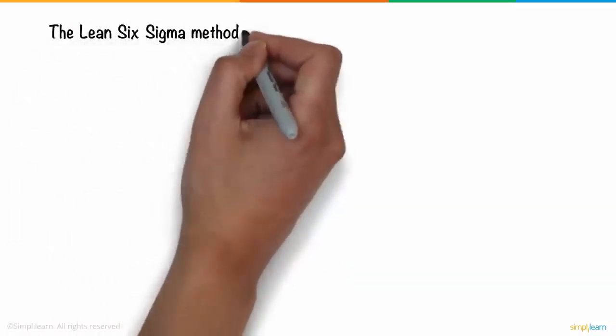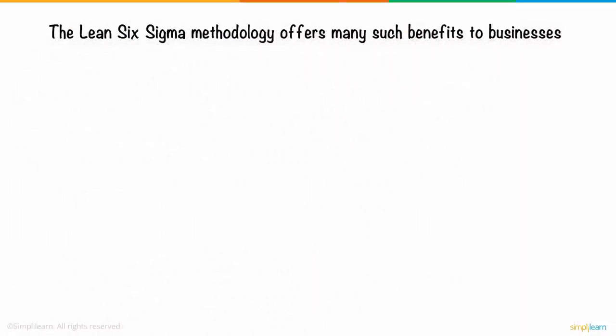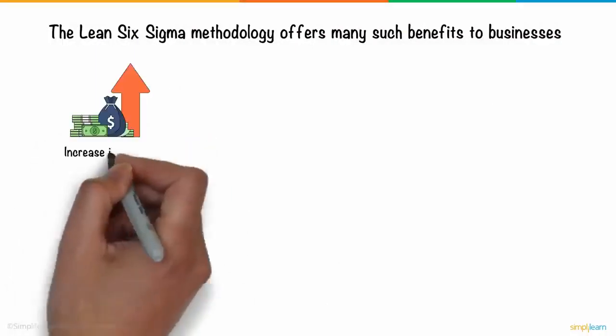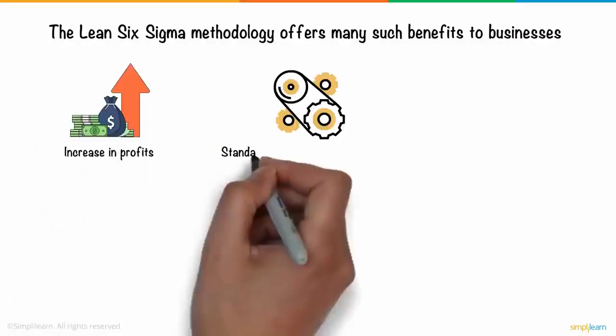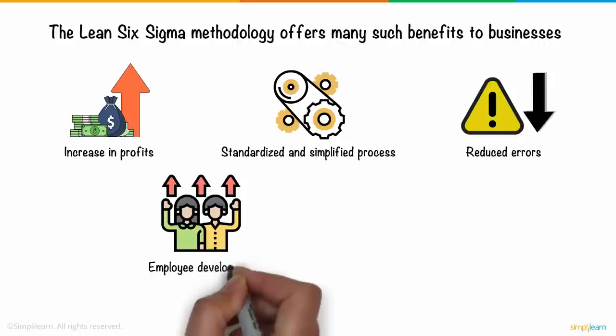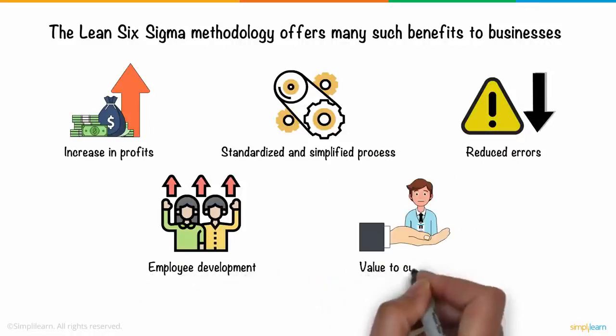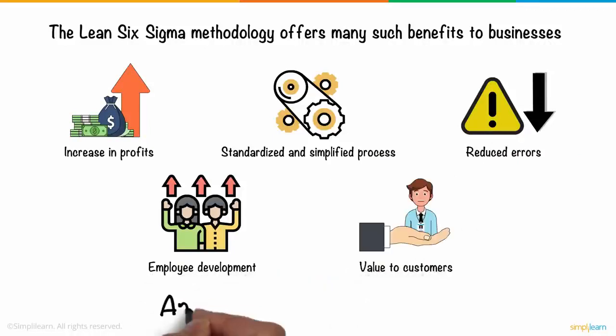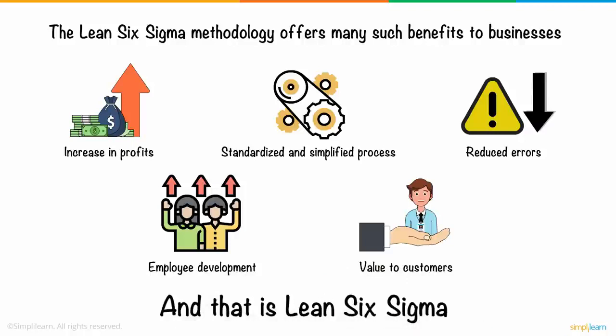The Lean Six Sigma methodology offers many such benefits to businesses. Let's take a look at some of them. 1. Increase in profits. 2. Standardized and simplified process. 3. Reduced errors. 4. Employee development. 5. Value to customers. And that is Lean Six Sigma for you.